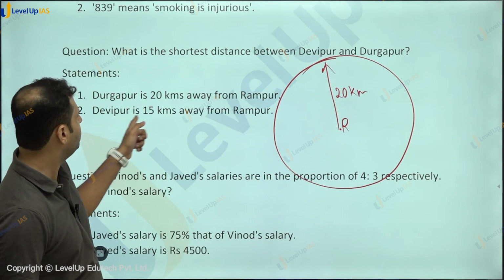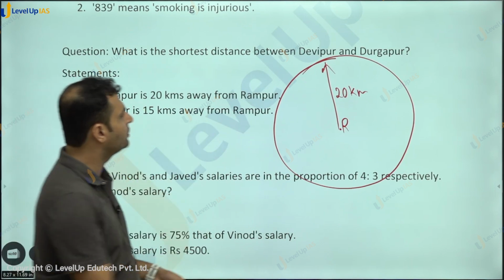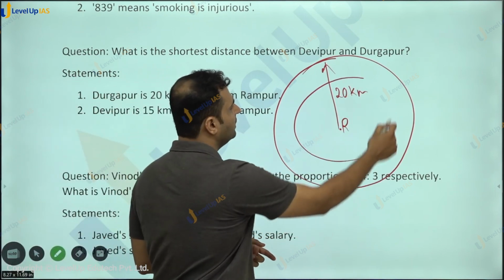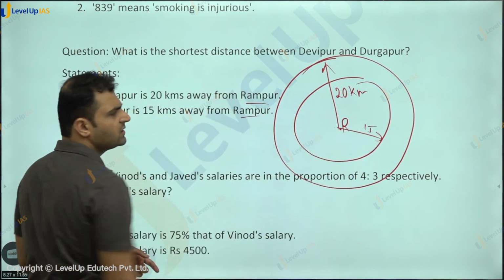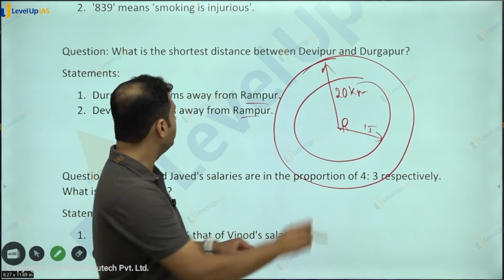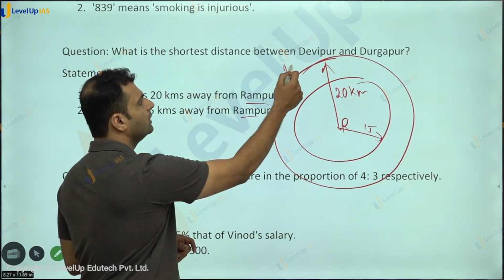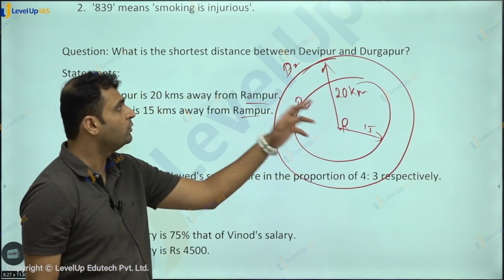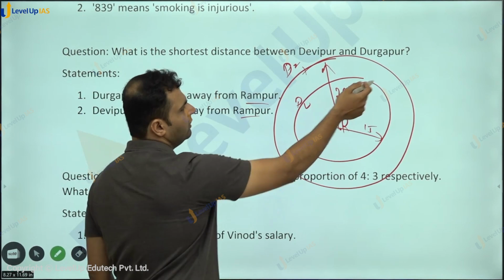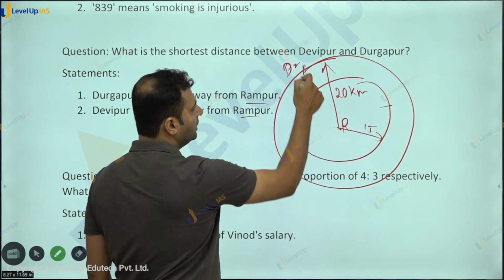And secondly, Devipur is 15 kilometers away from Rampur. So Devipur is somewhere on this circle of 15 kilometers. Rampur is common, so I have taken it at the center. So Durgapur is here and Devipur is here on this circle, somewhere on here. Durgapur here, Devipur can be here. Durgapur can be here, Devipur can be here.